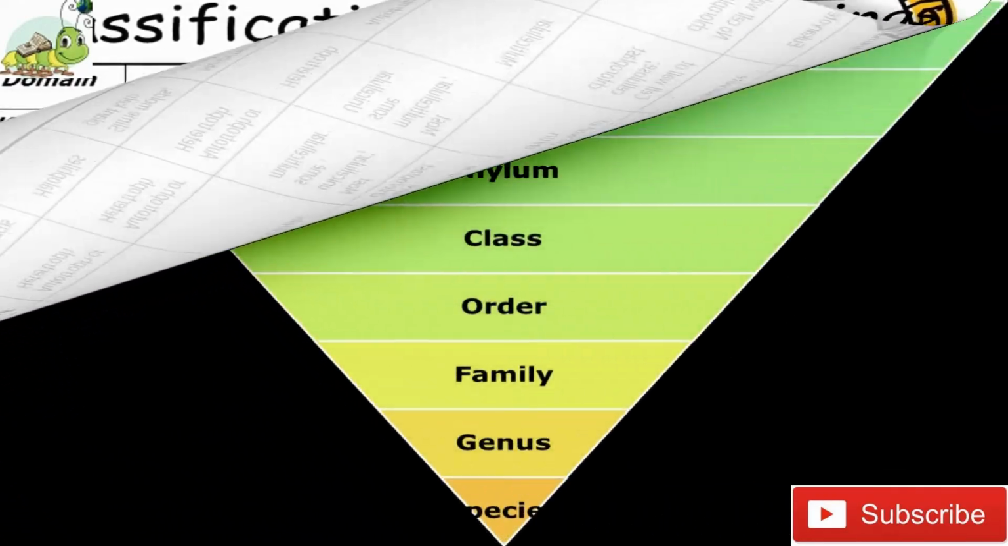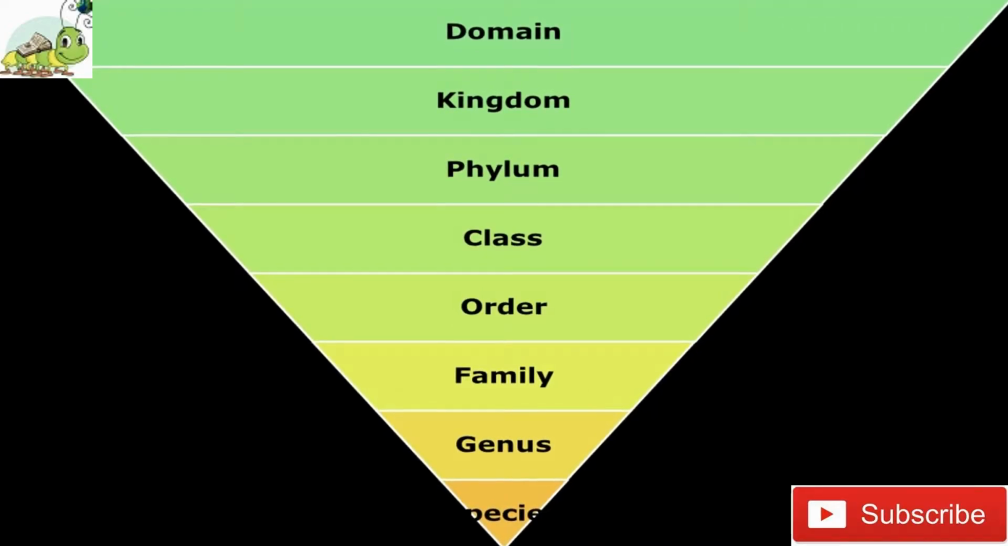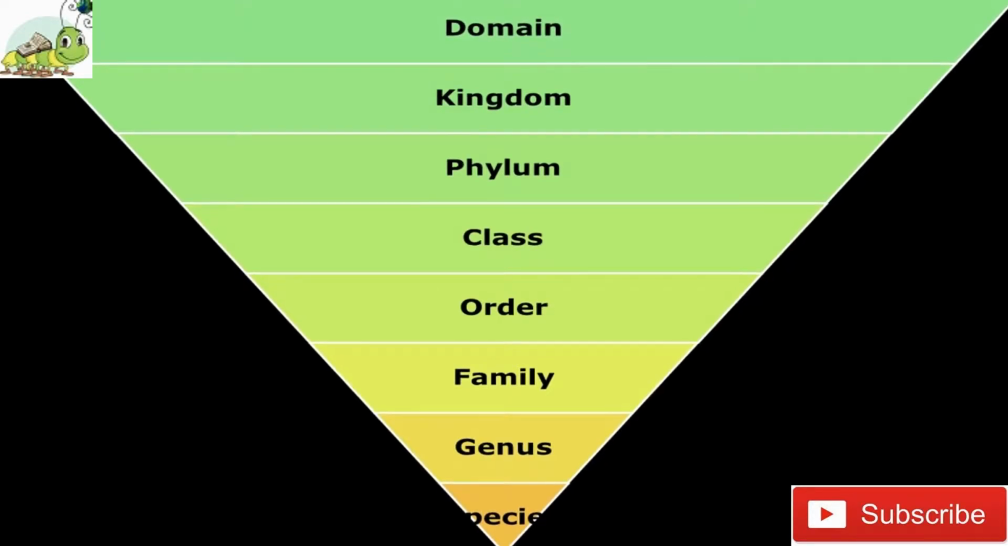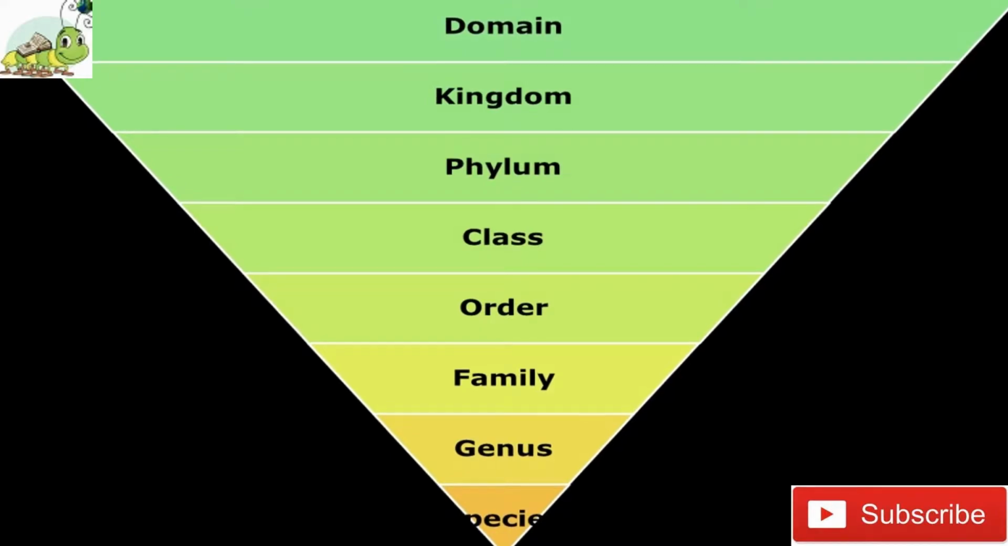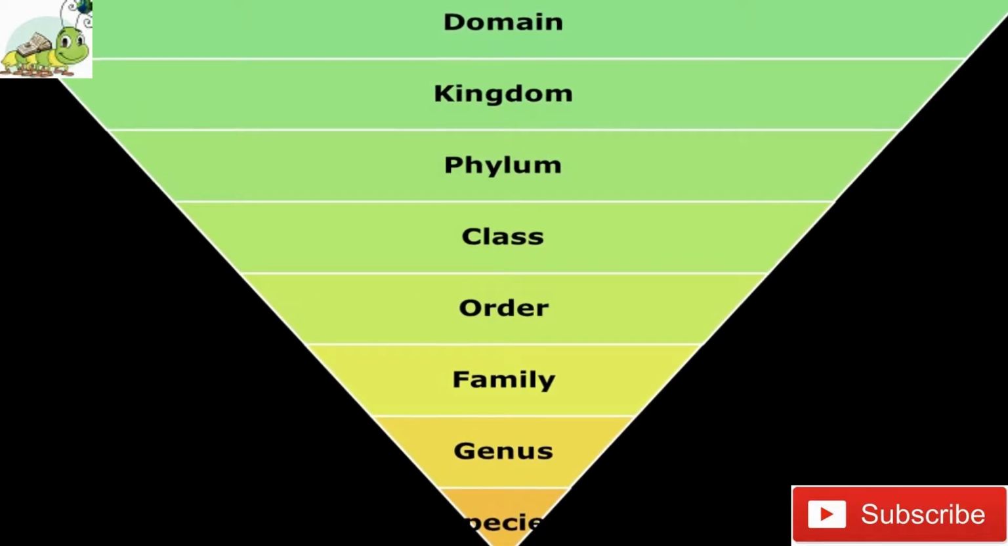Third point, the taxonomic categories are of two types. The obligate categories are always used in a hierarchical classification. There are 7 in number and arranged in descending sequence. The obligate categories are the kingdom, phylum, class, order, family, genus, and species.